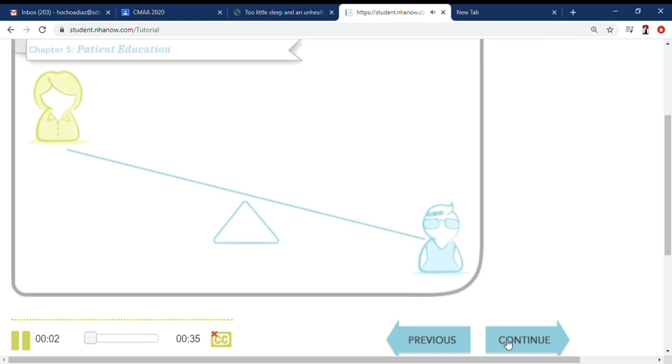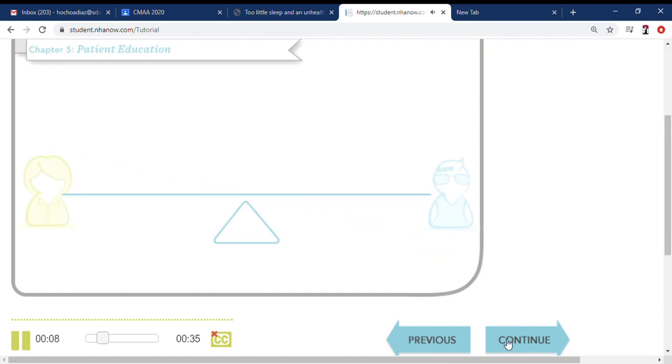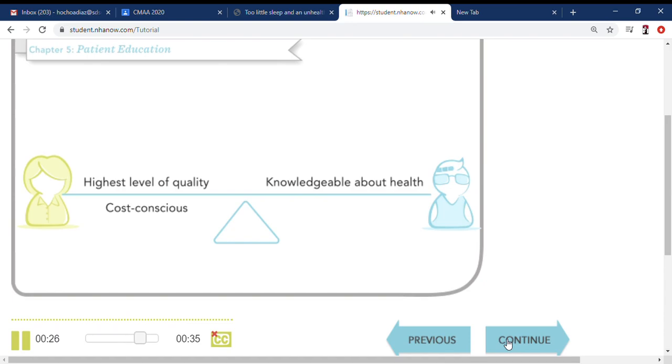Consumer responsibility. The provider bears responsibility in making sure she gives the best quality of care, but the patient also bears responsibility for making sure he gets the best quality care. For providers, this means working with other staff members to make sure that the office maintains the highest level of quality while remaining cost-conscious. For patients, it means becoming knowledgeable about their health so that they can be active partners in their care. This should result in the best, most cost-effective treatment.